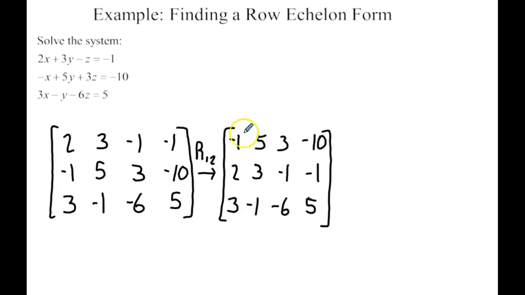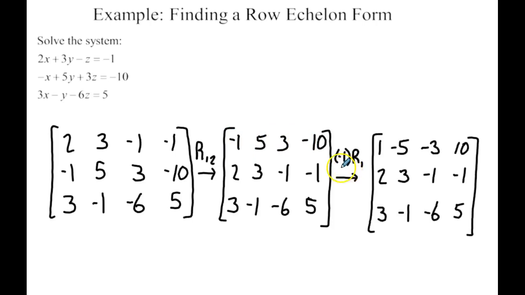Now for row 1, I need to make this coefficient 1, so we have to multiply this whole row by -1. The notation we use is pretty straightforward. We're just multiplying -1 times row 1 and replacing that. So now we have 1, -5, -3, and 10 for row 1. The next step in the process is to try to get this entry in row 2 to be 0, because the third condition for writing this in row echelon form was that as we go down a row, the first non-zero entry must be at least one column to the right. So we need to make this value 0.